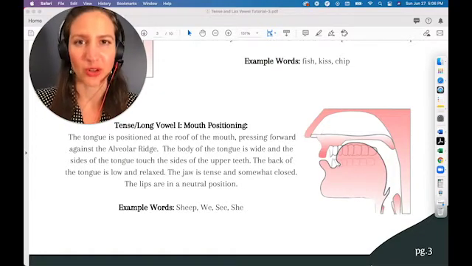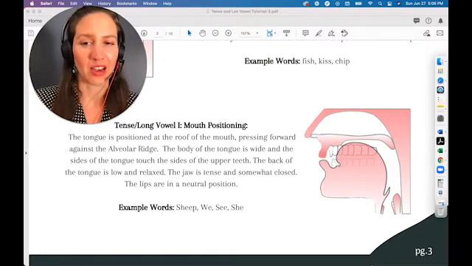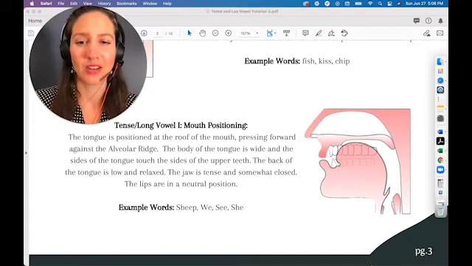Example words for the long E sound are sheep, we, see, she.